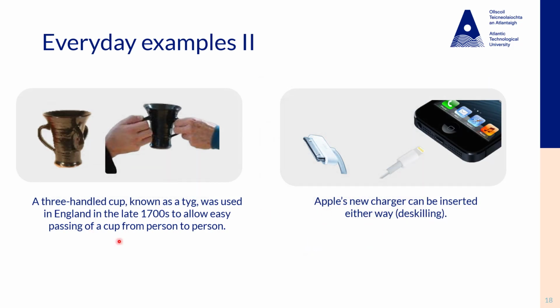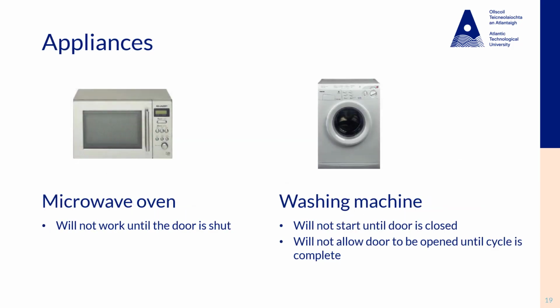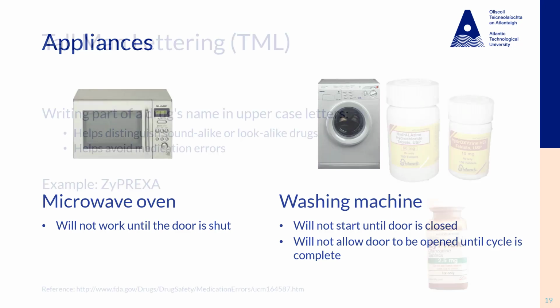Other examples, the Tim Tam cup allows easy passing of a cup from person to person, or Apple's maybe not so new charger now can be inserted any way. So this would be another concept in error-proofing called de-skilling. Your microwave oven won't work until the door is shut, neither will your washing machine, with interlocks. Also for safety, it won't allow the door to be opened until 30 seconds after the cycle is complete.